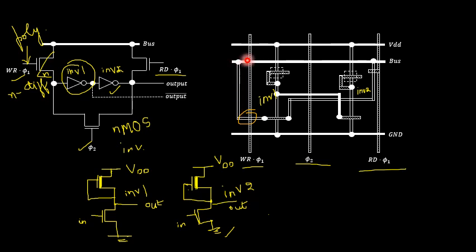Since this is N type of diffusion, and for the bus VDD and ground terminal I have used the metal layer, these two are distinct layers. So make use of a contact cut over here. Next, the other end of the diffusion layer should get connected to the inverter 1 input.